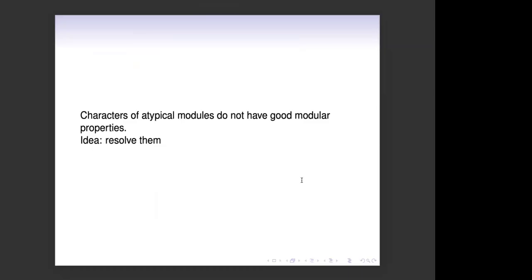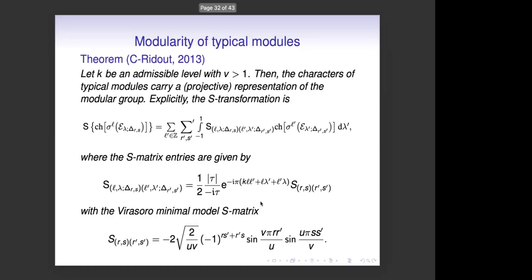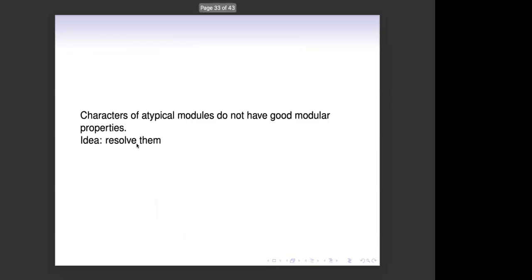Now, the problem is this formula only includes the weight modules and their spectral flow images. It doesn't include their simple quotients. And their simple quotients simply don't have good modular properties if you treat them honestly. And so you need an idea, and our idea was to resolve them. What's the idea of resolving them?